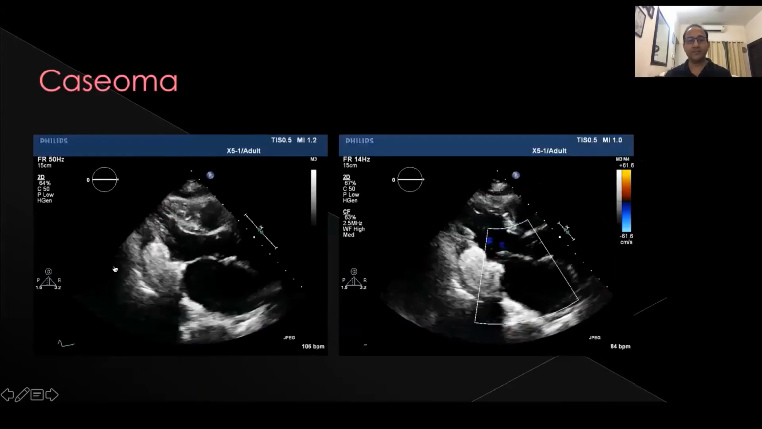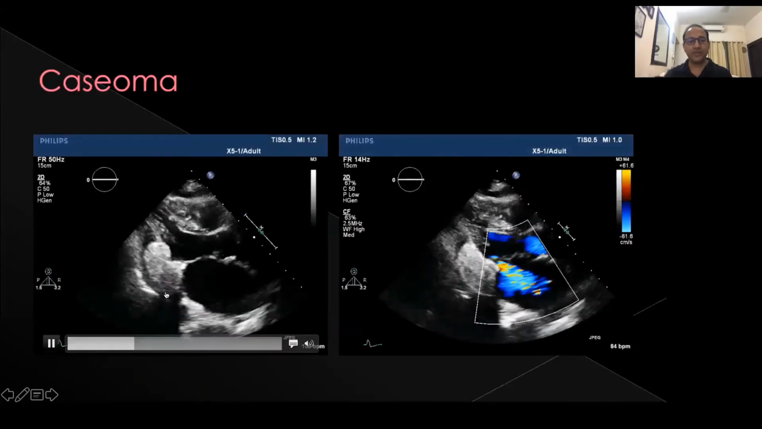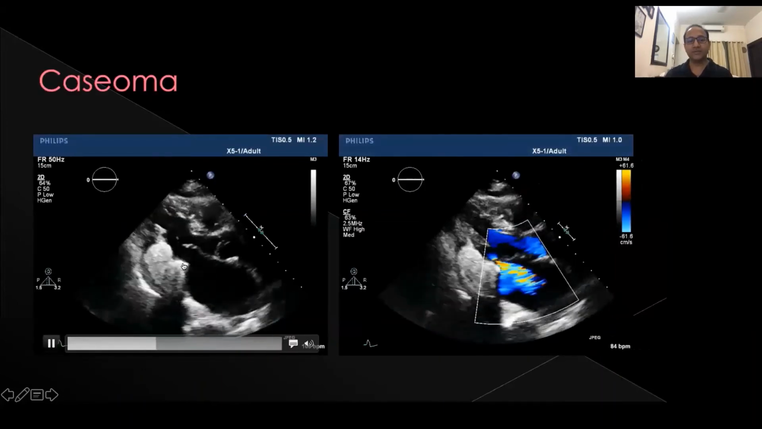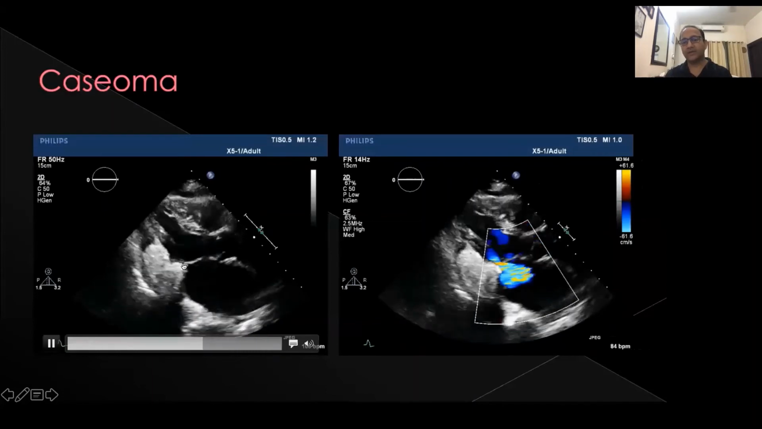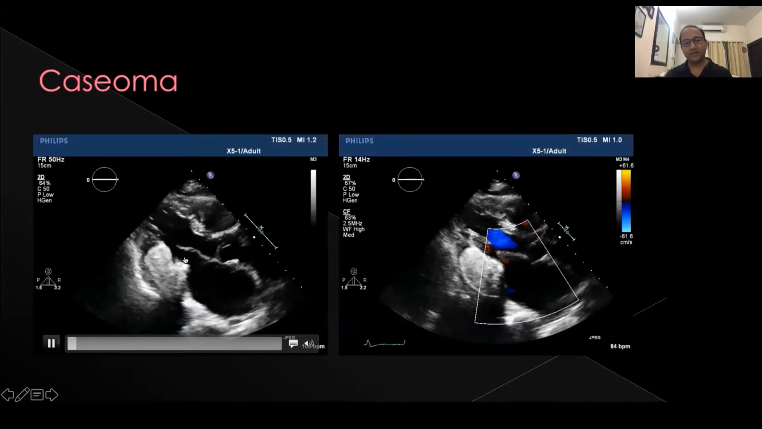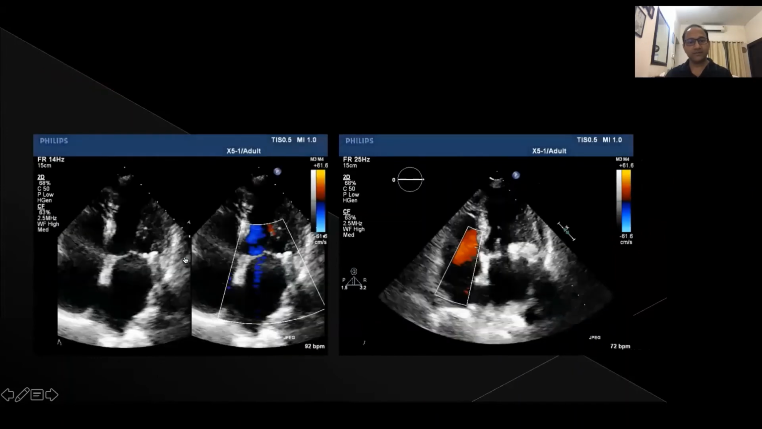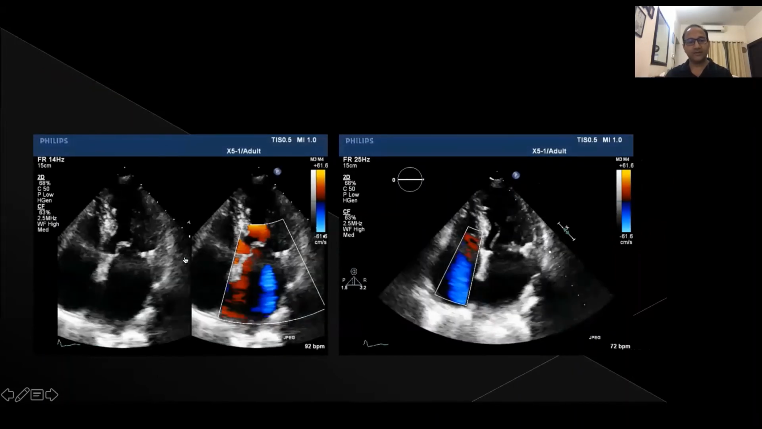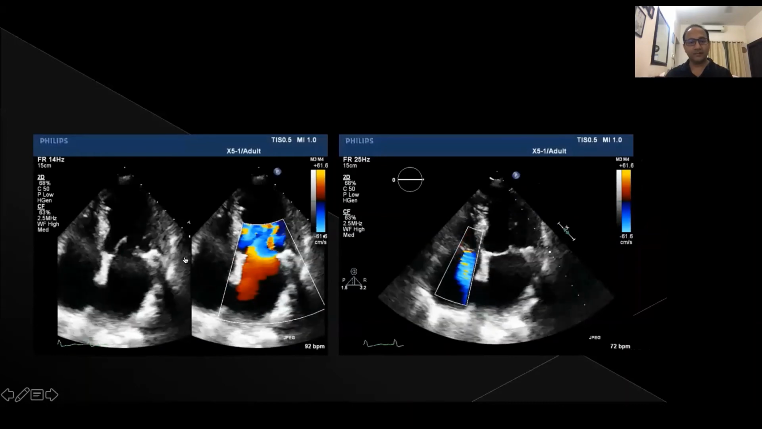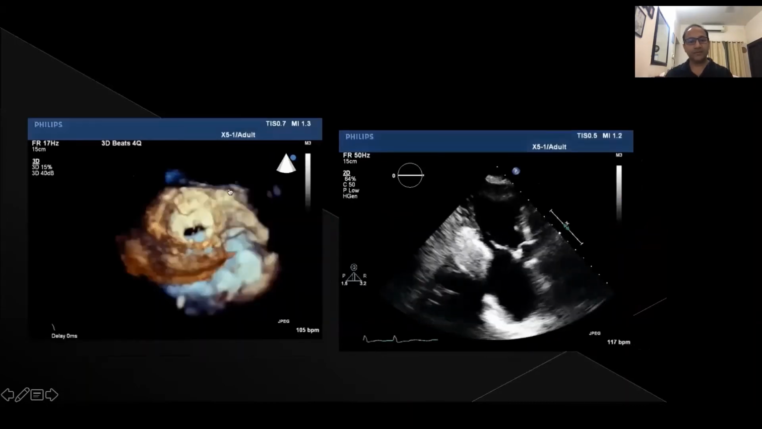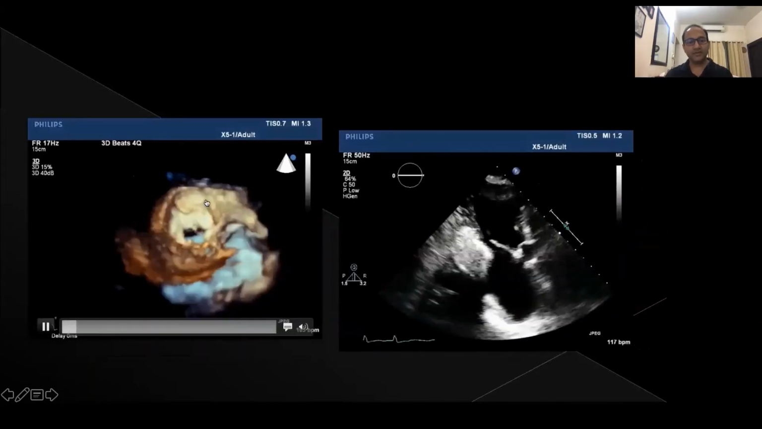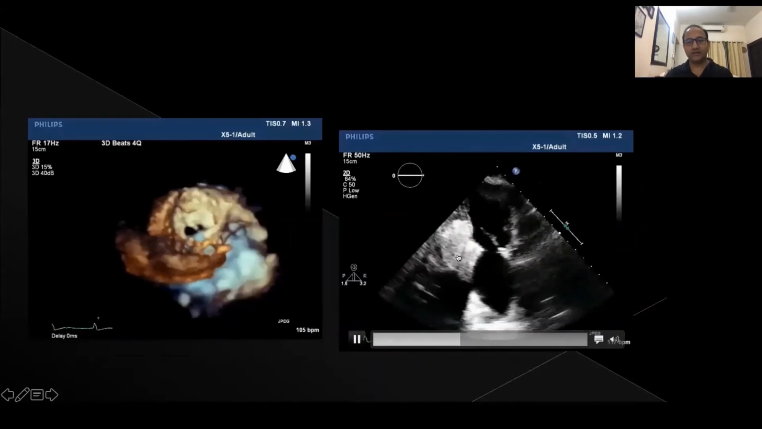Then you can have sometimes caseoma. You can see a huge caseoma attached, which is also giving rise to some significant MR and some stenosis of the mitral valve. So this is that patient of caseoma. There is significant MR and TR both. So this is that patient. So this is that caseoma, which you can see. This is the caseoma.